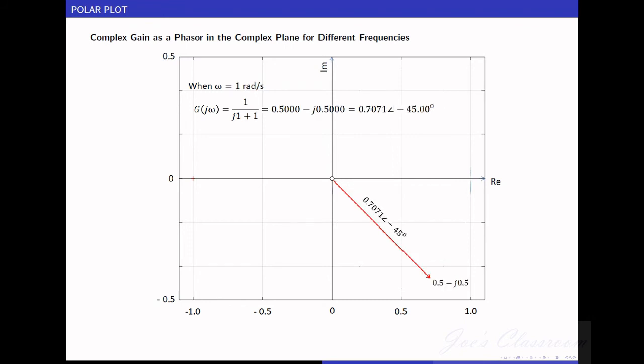So I increase it further from 0.5 to 1 radians per second. The magnitude reduced, but the angle increased. Angle in the negative direction increased. Increasing further, I made the frequency from 1 radians per second to 3 radians per second. Again, the magnitude reduced from 0.707 to 0.3162, whereas the angle increased from minus 45 degree to minus 71.54 degree.